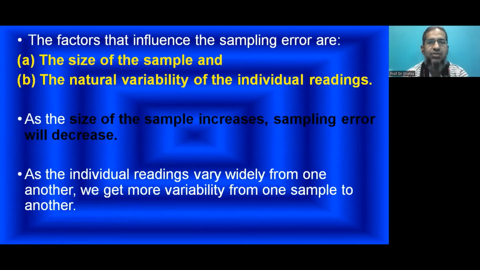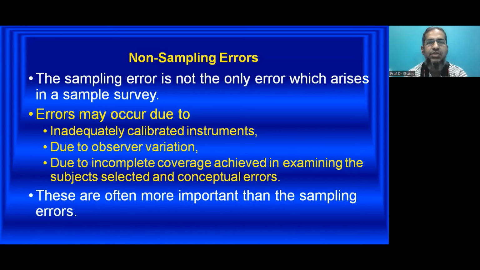The factors that influence the sampling error are the size of the sample and the natural variability of the individuals. As the size of the sample increases, sampling error will decrease. That's why we need to take a large enough sample to avoid the problem of sampling error. As the individual readings vary widely from one another, we get more variability from one sample to another sample. So that is another reason for the variation between two samples.